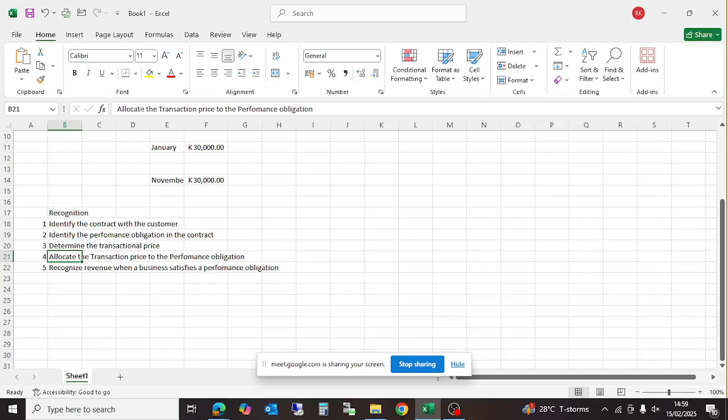Okay. Let's say we bring in an example. Let's say a retail business sells a laptop for 10,000 kwacha, and then the customer pays immediately and takes the laptop.